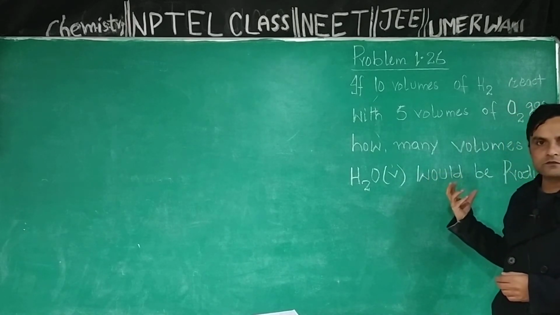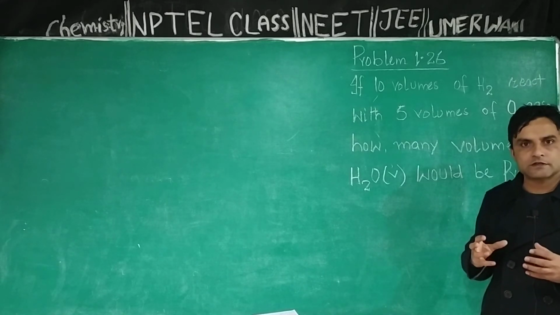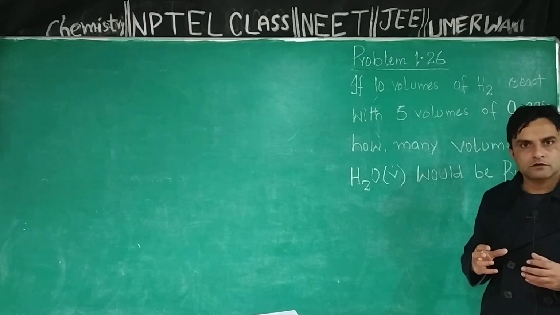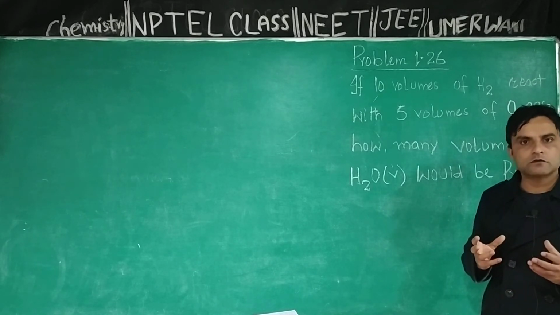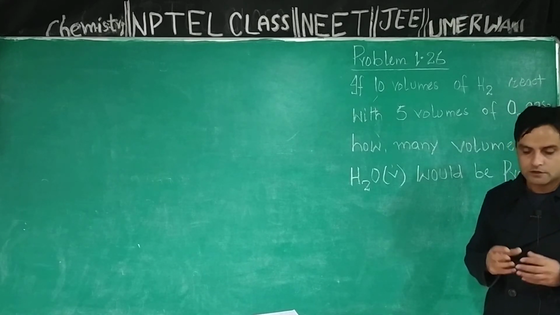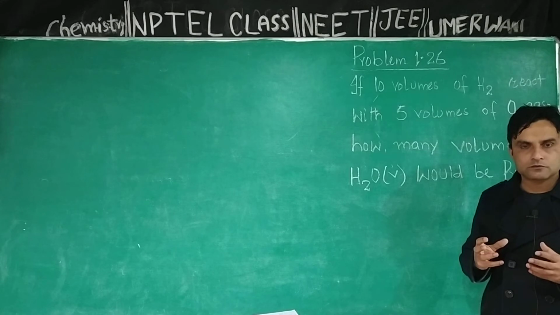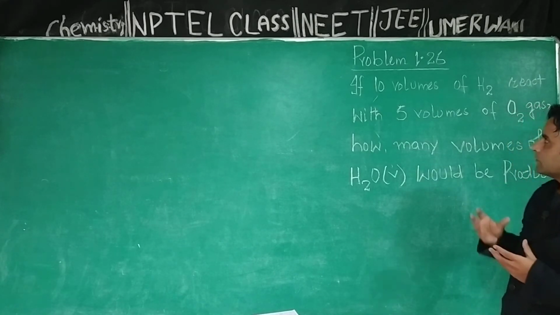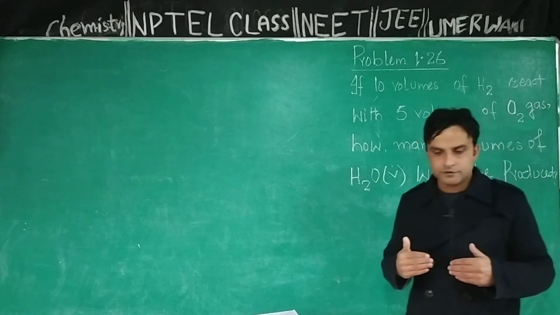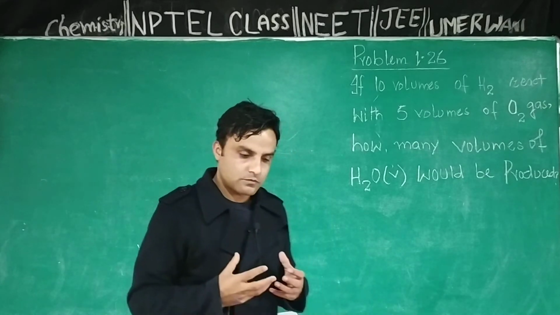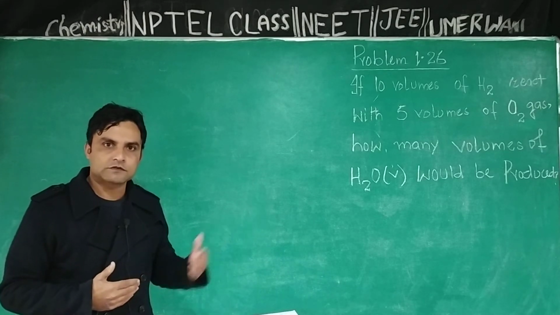After reading this problem, I found that it is based on a gaseous reaction, and in this gaseous reaction, reactants are hydrogen gas and oxygen gas, and product is water vapor. In the question, it is given that to start this reaction, we take 10 volumes of hydrogen and 5 volumes of oxygen, and we have to answer how many volumes of water vapor will be produced or formed in this reaction.